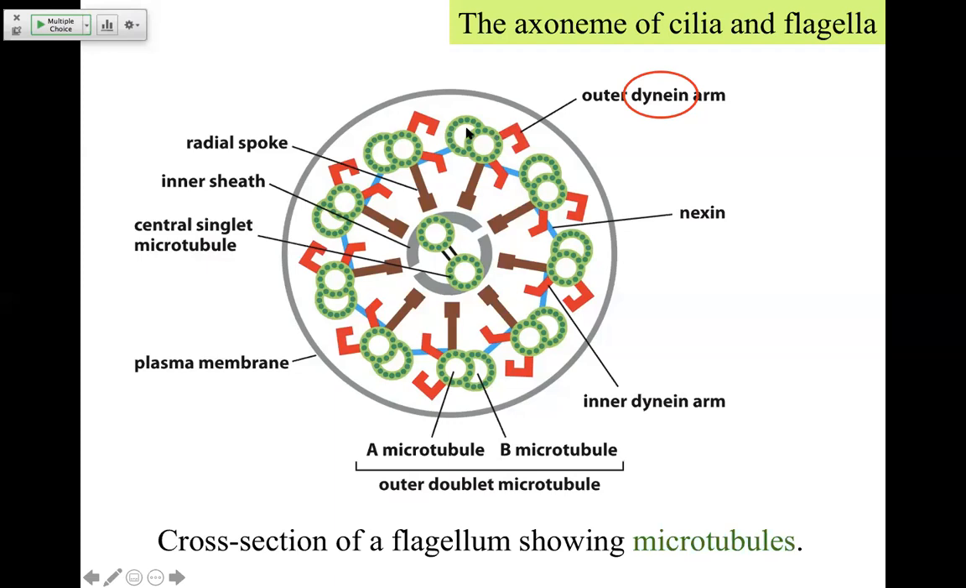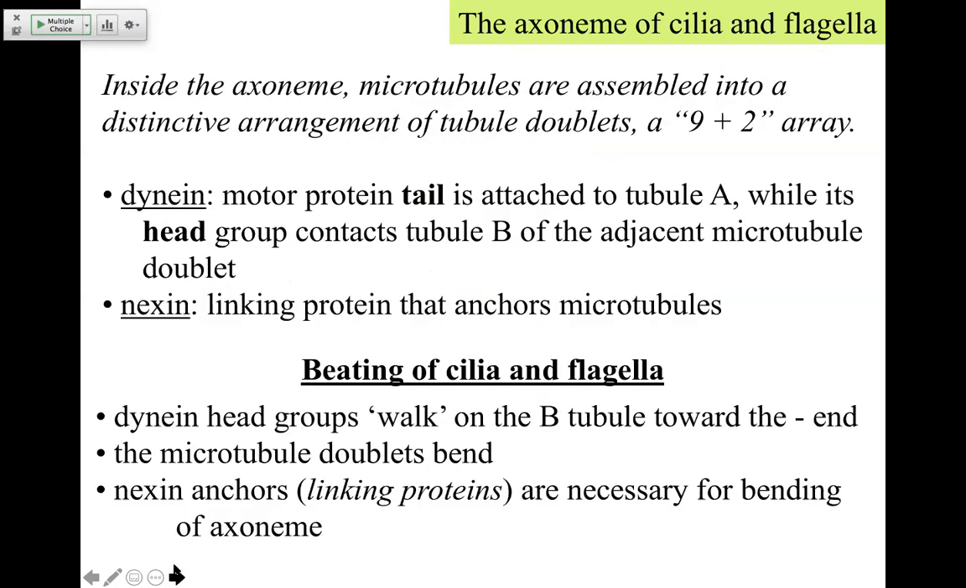And so one doublet is going to be interacting with the other doublet, its neighboring doublet, via motor proteins. But equally important is this blue protein that is a linking protein that we call nexin. And nexin is going to limit the type of movement of doublets relative to each other. All right, so we're just describing the structure here, which we have elaborated here.